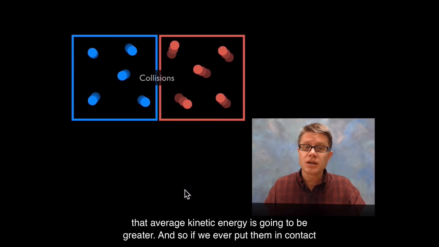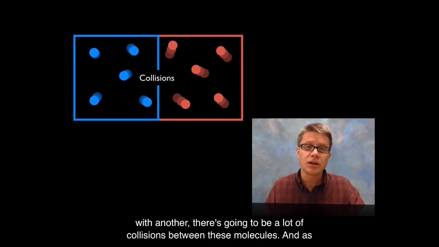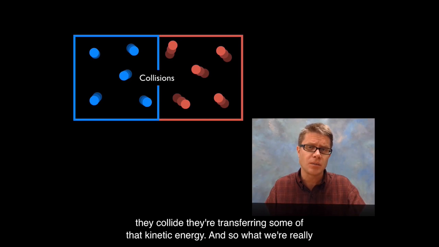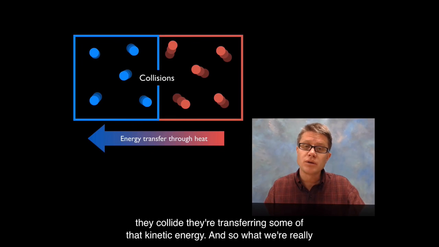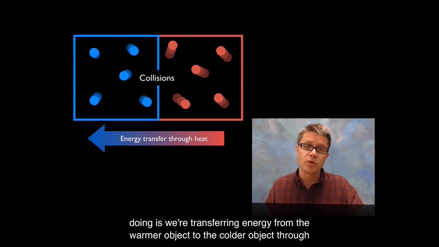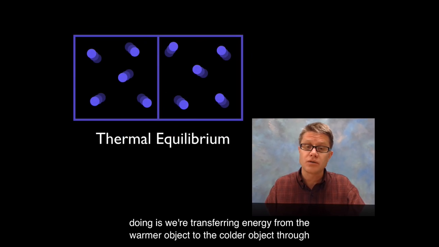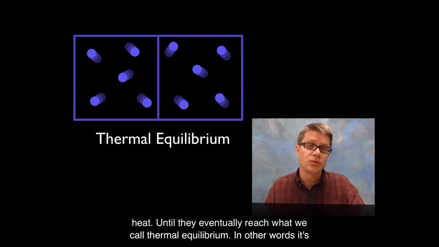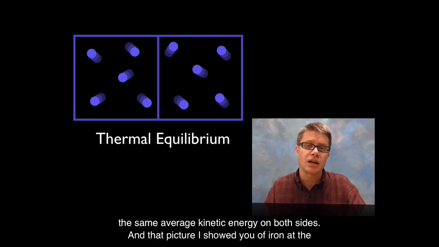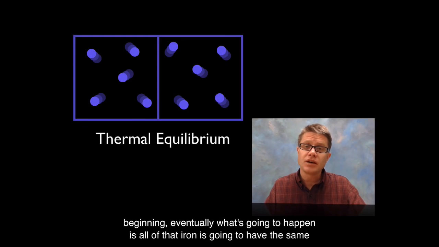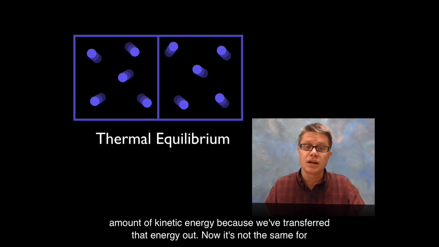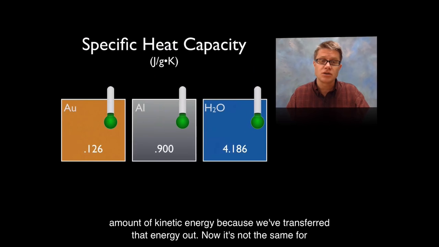And so if we ever put them in contact with another, there's going to be a lot of collisions between these molecules. And as they collide, they're transferring some of that kinetic energy. And so what we're really doing is we're transferring energy from the warmer object to the colder object through heat until they eventually reach what we call thermal equilibrium. In other words, it's the same average kinetic energy on both sides. And that picture I showed you of iron at the beginning, eventually what's going to happen is all of that iron is going to have the same amount of kinetic energy because we've transferred that energy out.